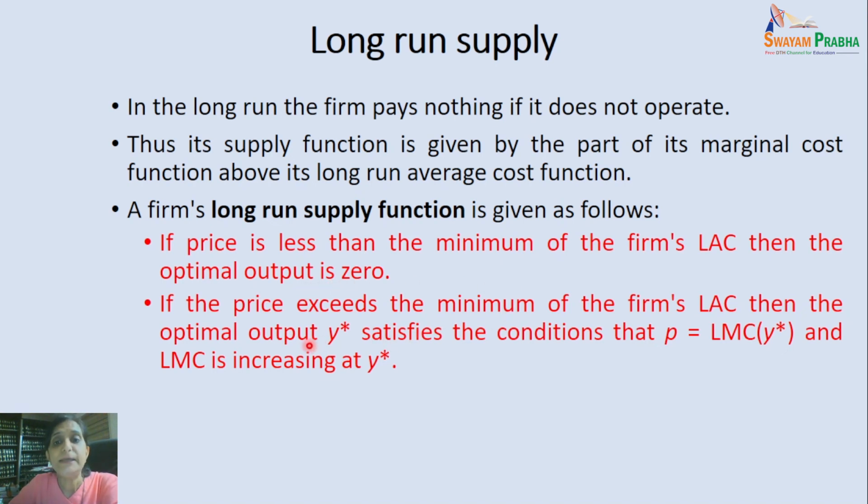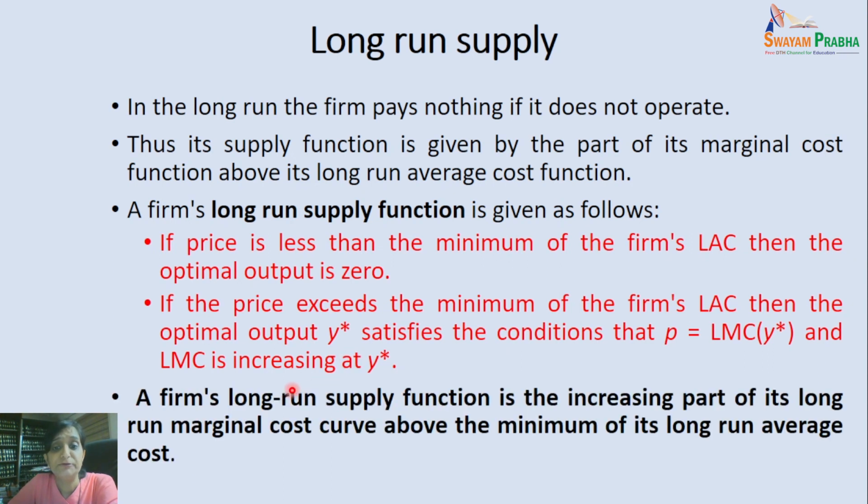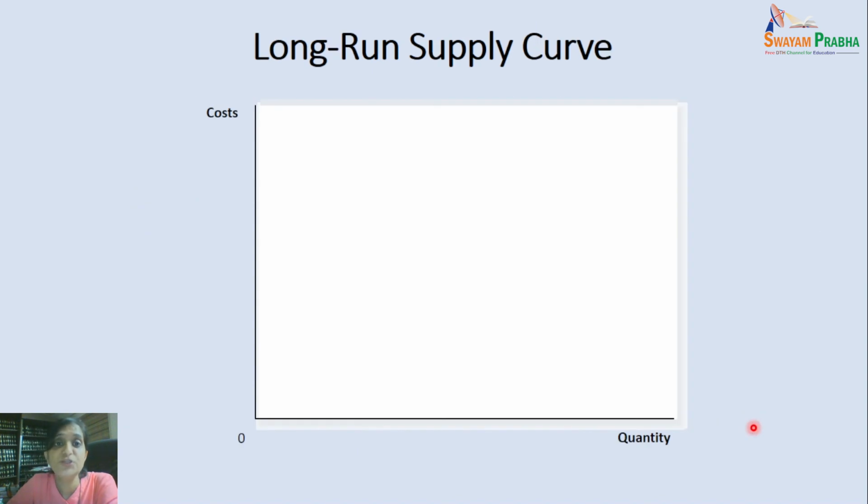It is only when your price is greater than, or at least equal to, the minimum average cost that the rising portion of your marginal cost curve will be your supply curve. So, a firm's long-run supply function is the increasing part, that is the rising part, of its long-run marginal cost curve, which is above the minimum of the long-run average cost.